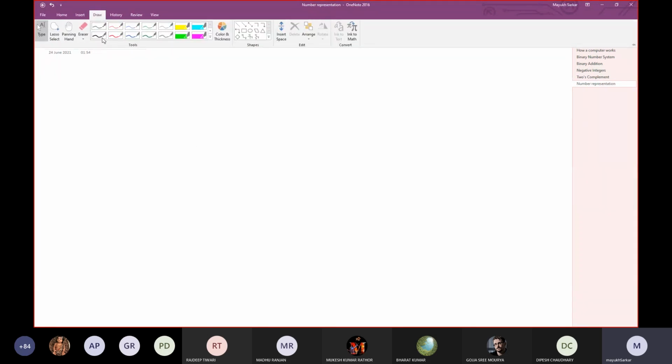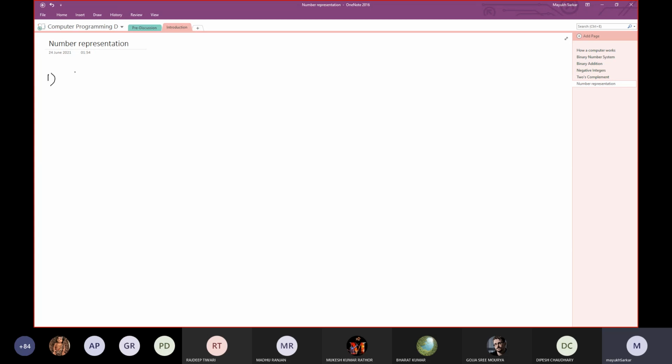Firstly, how the number is represented. This does not affect the positive numbers. Remember, this is only for negative numbers. How the number is represented, and there are two representations for this.